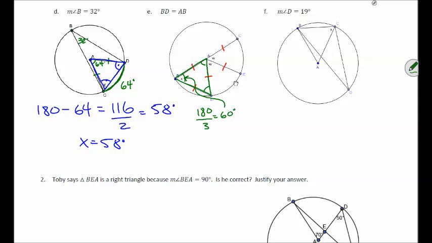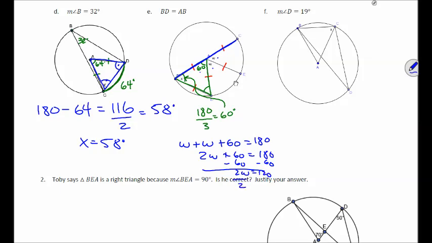Okay, now to figure out what W is equal to, this is also 60 degrees because all three angles are the same and they're all 60. Now I will look right here at this straight line, which means that W plus 60 must equal 180. And now I'll combine like terms. 2W plus 60 is equal to 180. I'll subtract 60 from both sides. And 2W is equal to 120. And dividing by 2, I find that W is equal to 60 degrees.